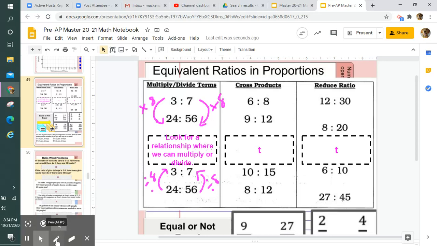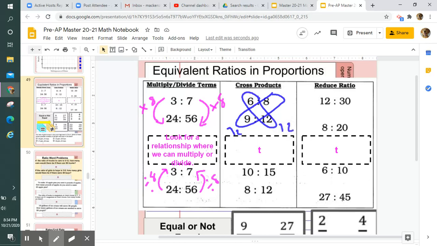A second way we can tell if ratios are equivalent is by using something called cross products. When we use cross products, we cross these two and cross these two, and these both have to equal the exact same thing. So 9 times 8 is 72, and 6 times 12 is also 72. Because these equal the same thing, we do have two equivalent ratios.